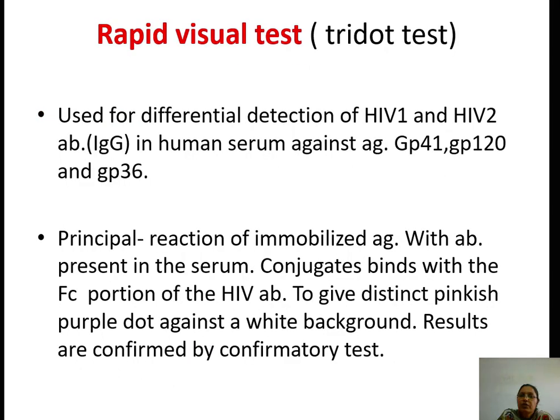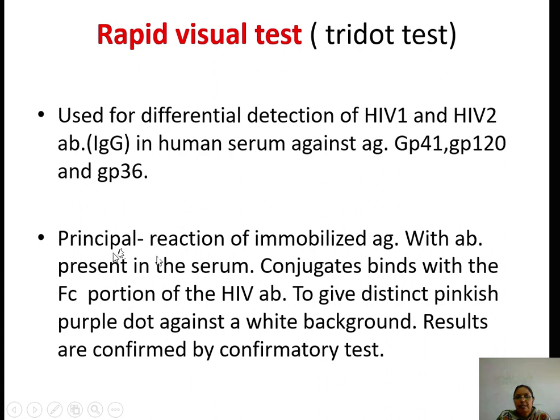Now the rapid visual test, that is the TRIDOT test, is used for detection of HIV-1 and HIV-2 antibodies, that is IgG, in the human serum against the antigens GP41, GP120 and GP36. Routinely this is done in our blood banks to detect HIV-1 and HIV-2.